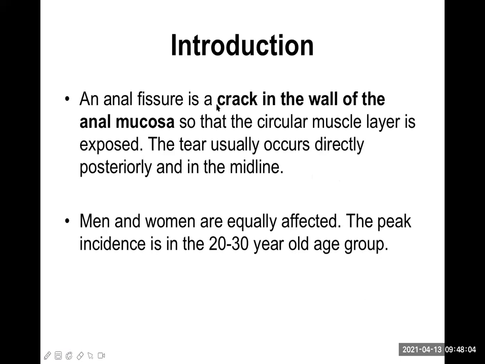An anal fissure is a crack or tear in the wall of the anal mucosa so that the circular muscle layer is exposed. The tear usually occurs directly posteriorly and in the midline. This is the most common site for the tear. And this knowledge is important for us because when we examine this patient, if we see tear or crack there, we can diagnose this is the case of anal fissure.